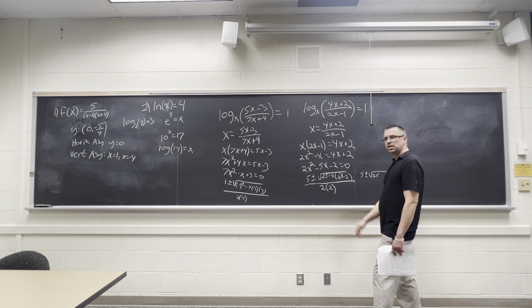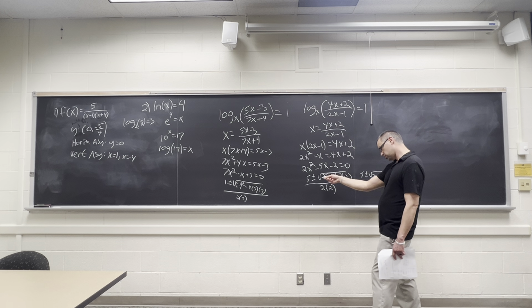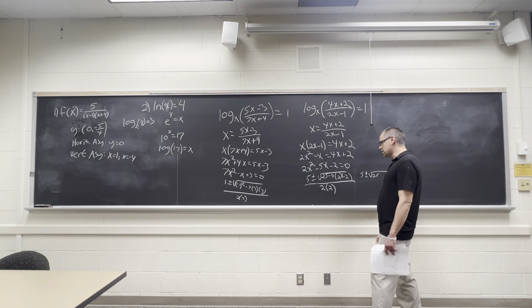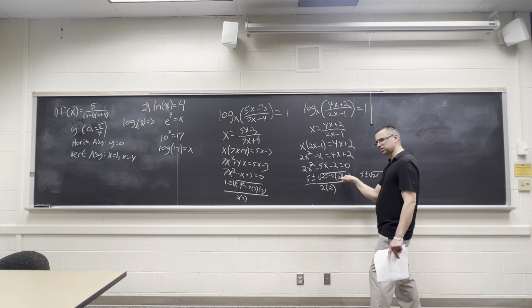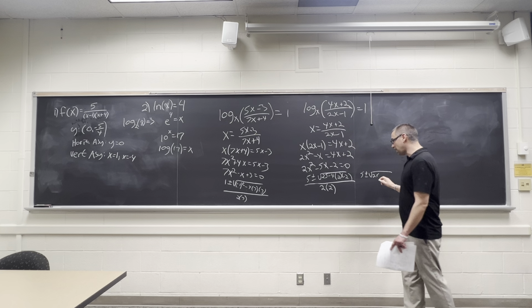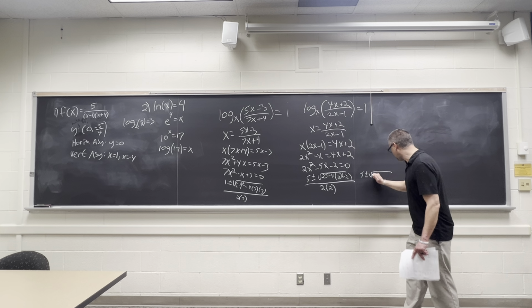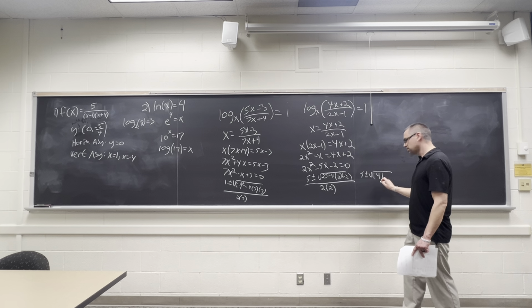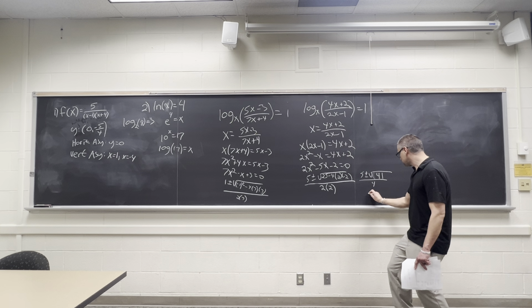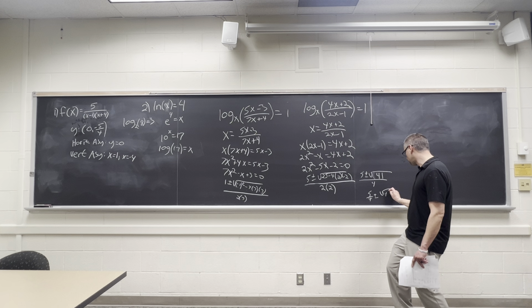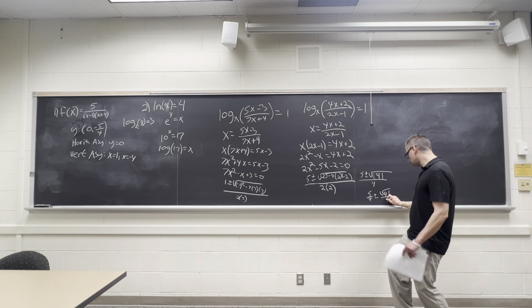So 25 plus 16 is 20, 30, 35, 41. 41? 25 plus 16, yeah. So the whole thing is 41, right? All over 4. And then you can see it's going to be 5/4, right? Plus or minus the square root of 41 over 4.